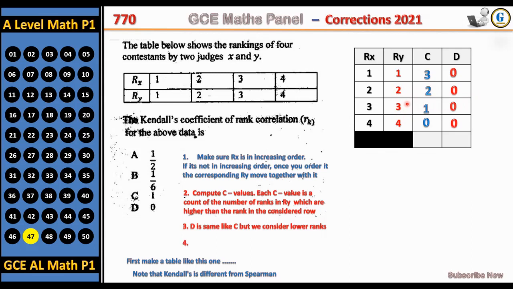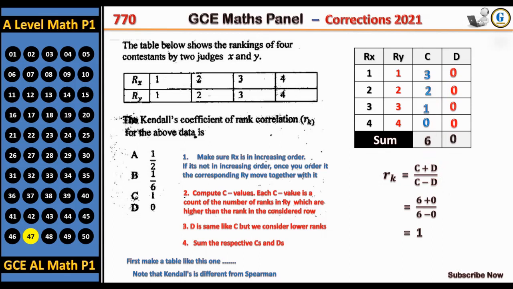The next thing to do now is to sum them. You sum the C's and the D's. So for this column, the sum is 6, and the sum here is 0. And now our Kendall's tau is equal to C plus D over C minus D. So we have 6 plus 0 over 6 minus 0, and that gives us 1.